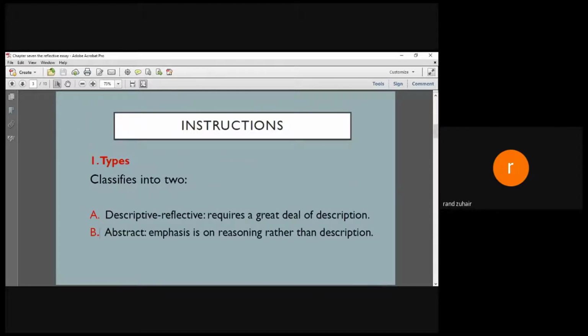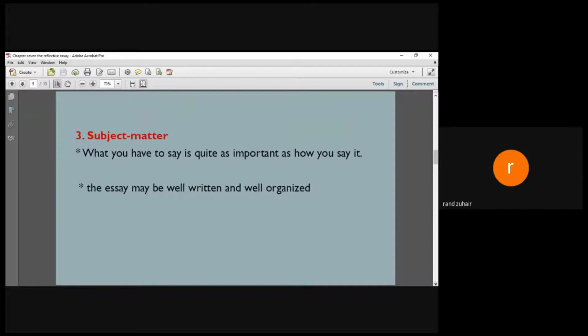Also we said in slide 3, subject matter. What you have to say is quite as important as how you say it. What and how are very important in writing a reflective essay. The writer, when he comes to write an essay, must have an idea of how he is going to say these ideas or these descriptions, etc.